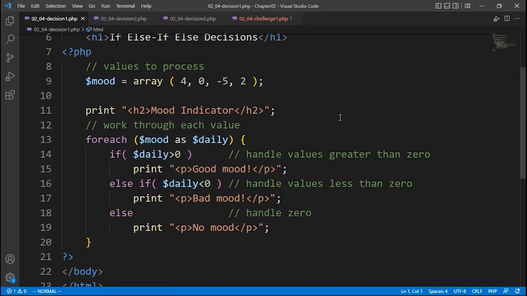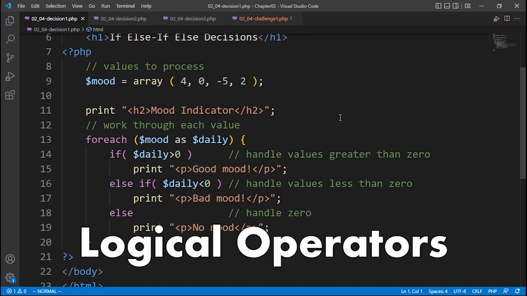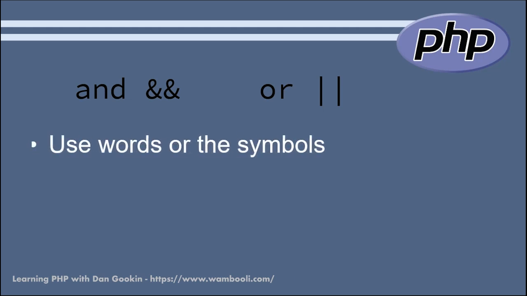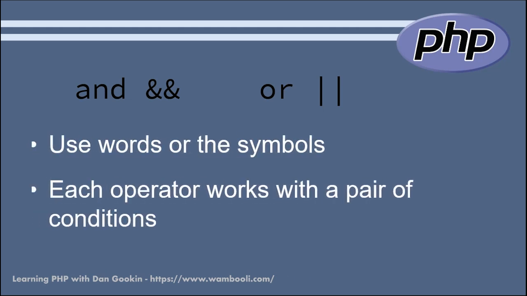You can add additional else-if statements to hone a decision further, but often it's easier to instead construct a complex decision by using logical operators. Here are the logical operators: and, or. You can use the words or the symbols. Each operator works with a pair of conditions which each evaluate true or false.